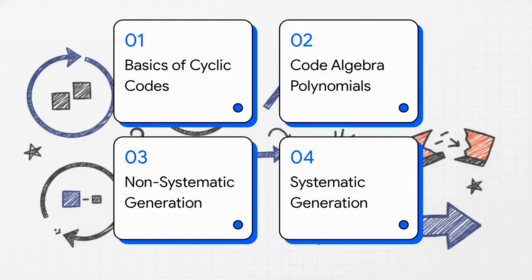Here's a quick look at our agenda. We're moving logically from theory straight into application. First up, the basics of cyclic codes. Second, polynomials in code algebra. Third, non-systematic code generation. And finally, systematic code generation.